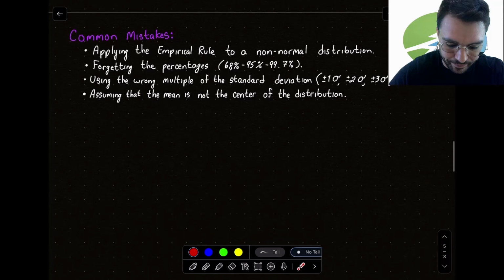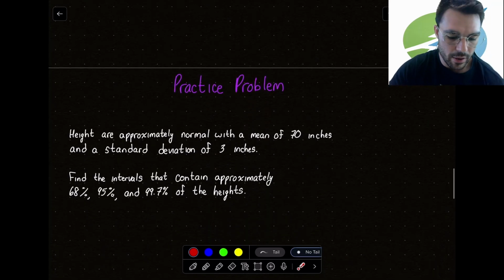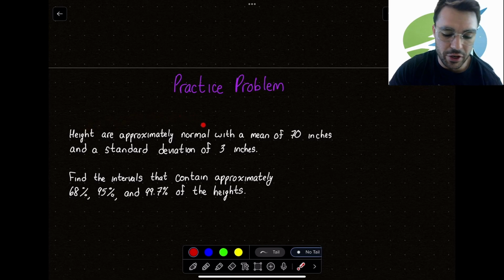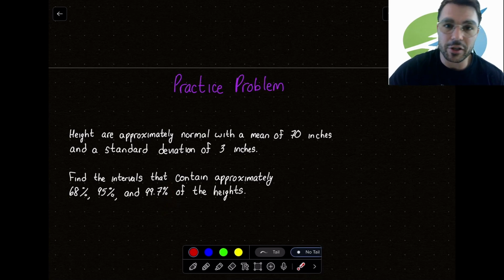All right. Let's take a look at a practice problem. Heights are approximately normal with a mean of 70 inches and a standard deviation of 3 inches. Find the intervals that contain approximately 68%, 95%, and 99.7% of heights. Take a minute to pause it here and take a stab at this problem. All right. Hopefully we paused and tried to work on it on our own. Let's take a look at the solutions.